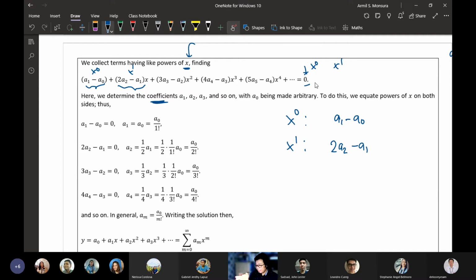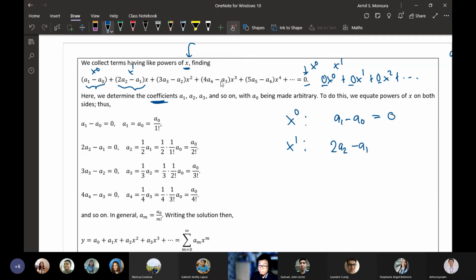So, therefore, lahat ng coefficients ng x raised to 0, x raised to 1, x raised to 2, lahat yan 0. Kasi you can write actually the right side as 0 times x raised to 0, plus 0 times x raised to 1, plus 0 times x raised to 2, and so on. So you'd see that the coefficients of these terms are 0. So what we will do is that we will equate this. Ito yung coefficient sa left side. I-equate natin yan sa coefficient on the right side, which is 0.